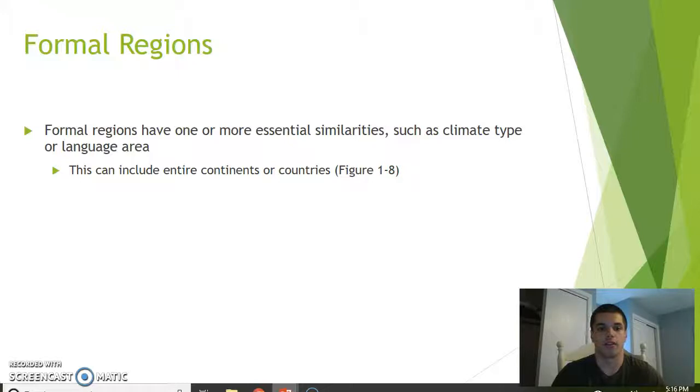Formal regions have one or more essential similarities, such as climate type or language area. These are usually the most broad and all-encompassing regions, and they can include entire countries, like in figure 1-8 in the text.